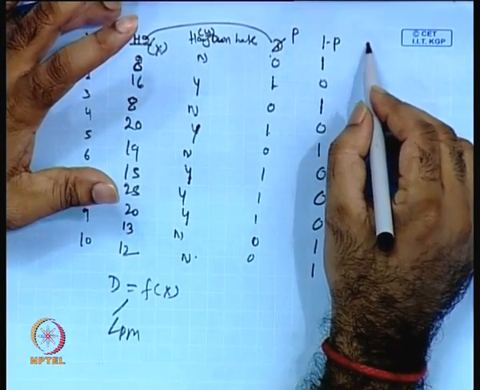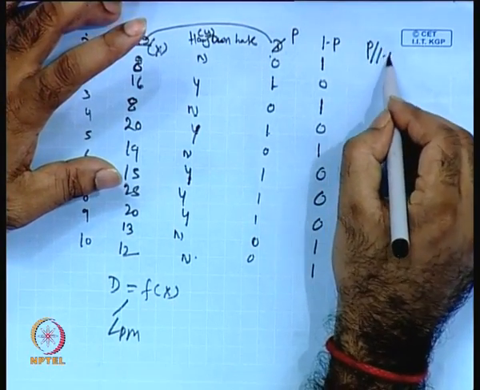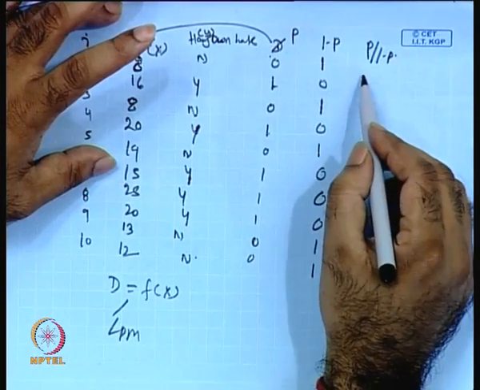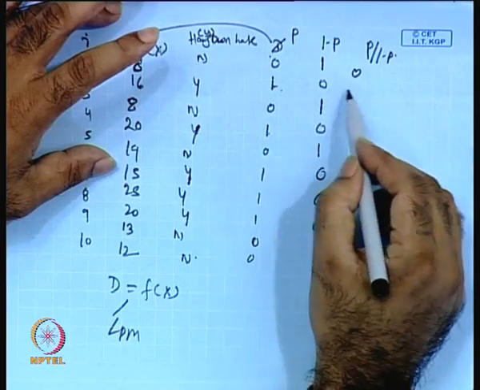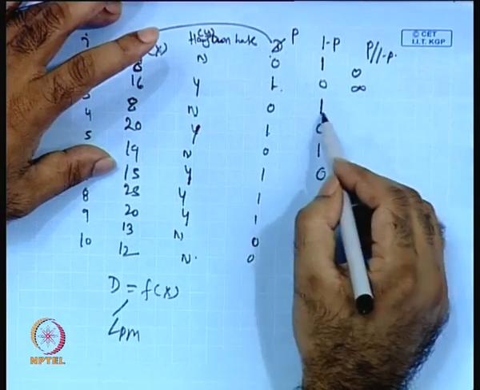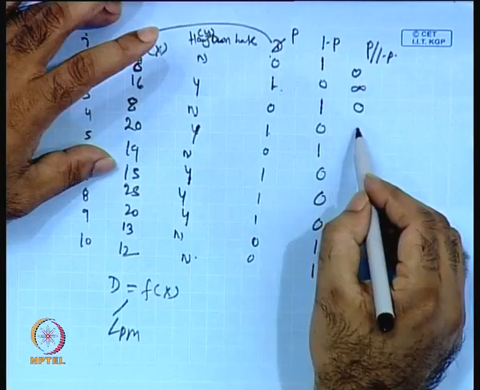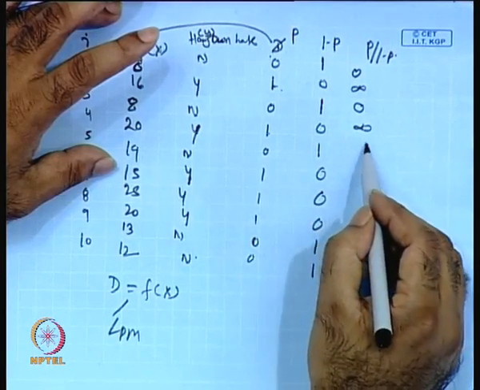So what you have to do? We need to have p by 1 minus p. So, 0 by 1 will be 0. Then 1 by 0 is infinity. Then 0 by 1 is 0. Then 1 by 0 is infinity. Then 0 by 1 is 0.